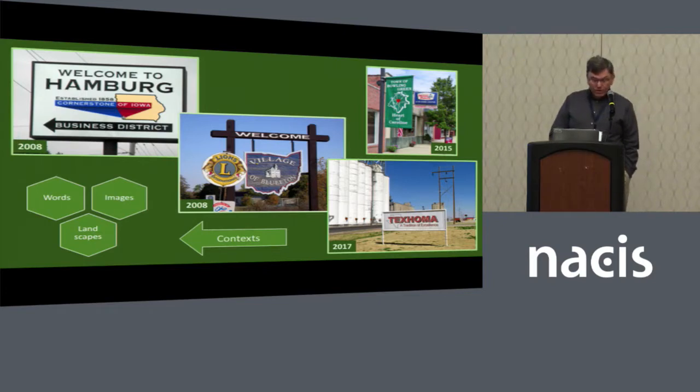Words, what kind of words do you get on here? Directions to the business district, or other promotional elements of verbiage that appear, Lions Club emblems, something of the architectural environment, as in Bluffton, or pull back and see what surrounds the welcome sign in the panhandle of Oklahoma here, Texahoma.